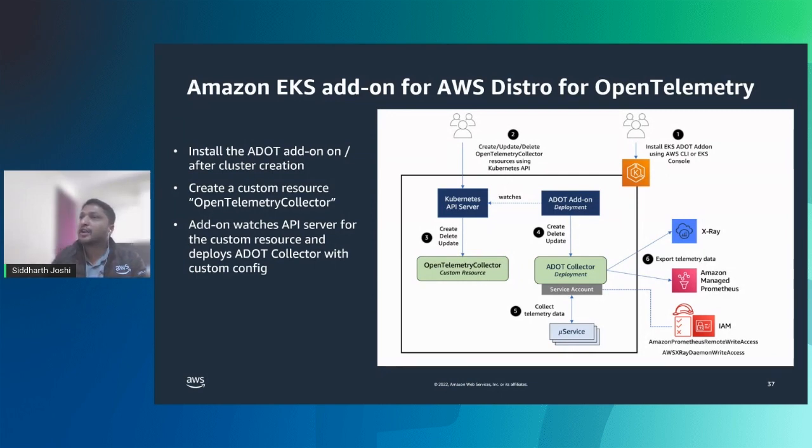Once we have installed it, a pod of the ADOT operator will start running, which will talk to the Kubernetes API server. When we deploy an object with resource type OpenTelemetry collector, our Kubernetes API server will notify our ADOT. ADOT will read the custom configuration which we have provided in our file and deploy the ADOT collector based on that configuration. We will see this in the demo today.